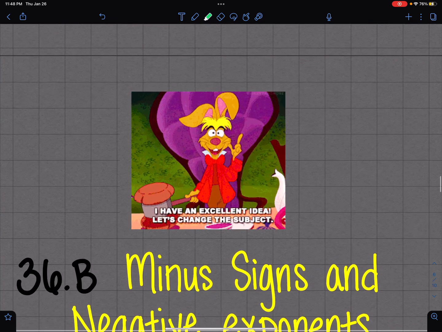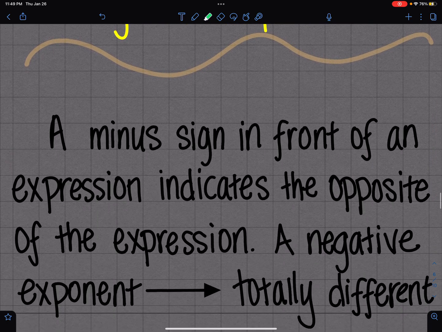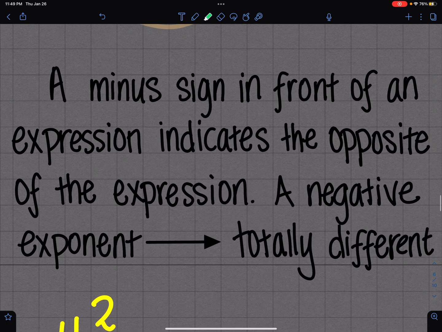This next part, we are going to talk about minus signs and negative exponents. Now, if you need a break, take a break because you are going to need all of your brain power for this next part of the lesson. And this is the last part of the lesson, but it's going to take a lot of brain power. Pause this and read it, and then I'm going to explain it, okay?